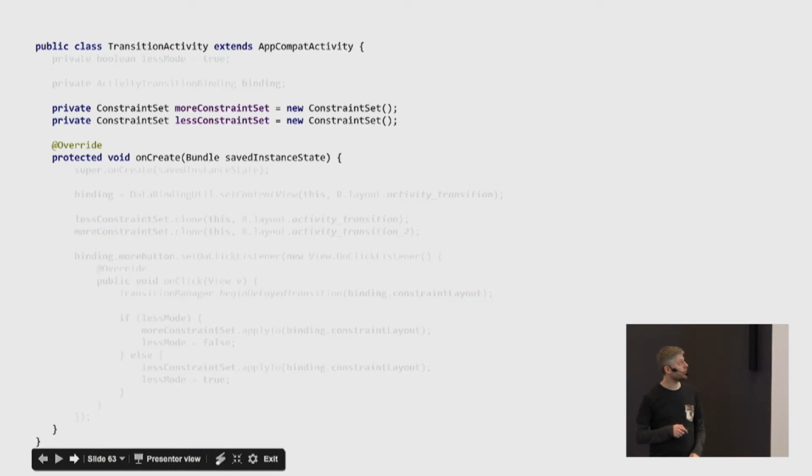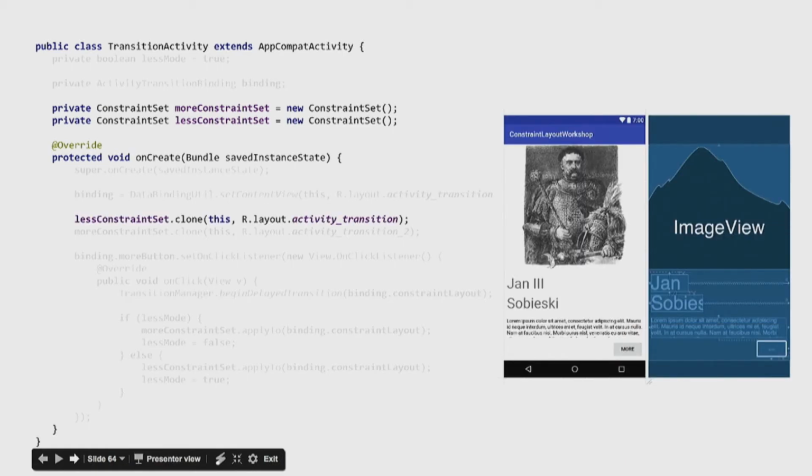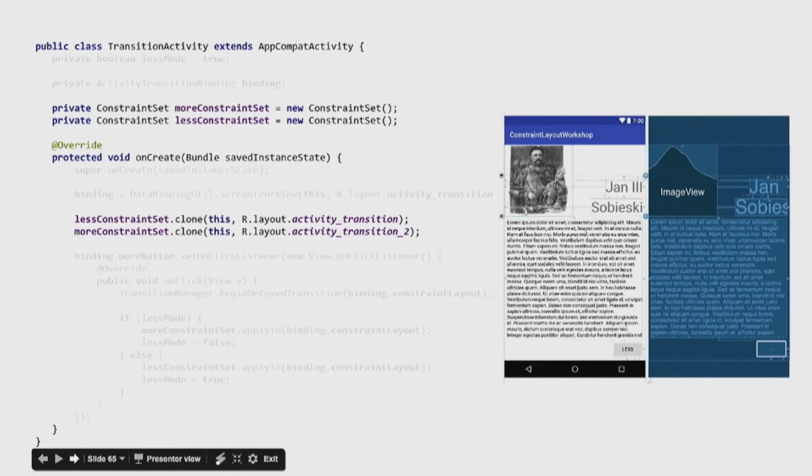unreadable, so let me highlight important parts for you. I just create two constraint sets. They are empty at first. Then I ask the first constraint set to load all the constraints from the XML file I created. Ask the second one to load them from the second file.